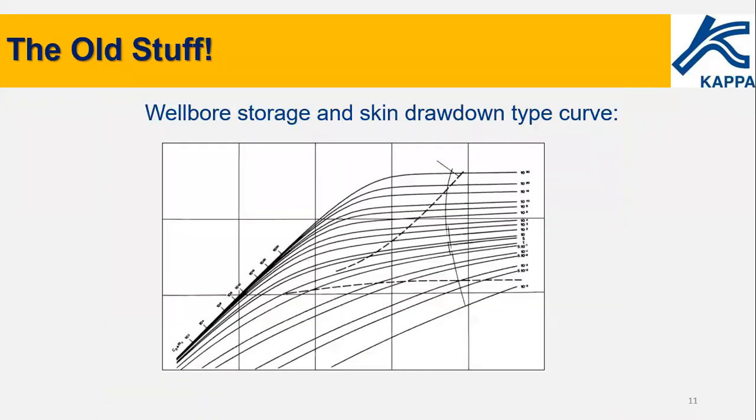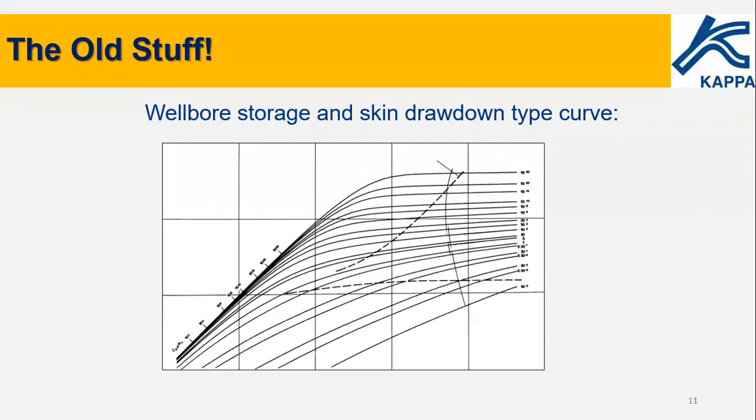Anything in the Y direction gives you the pressure match. Pressure match gives the permeability-thickness product. And the time match in the X direction gives the wellbore storage. This used to be a very long and tedious process. If you have thousands of well tests to interpret, you first have to make a plot, then move the tracing paper and trace it.